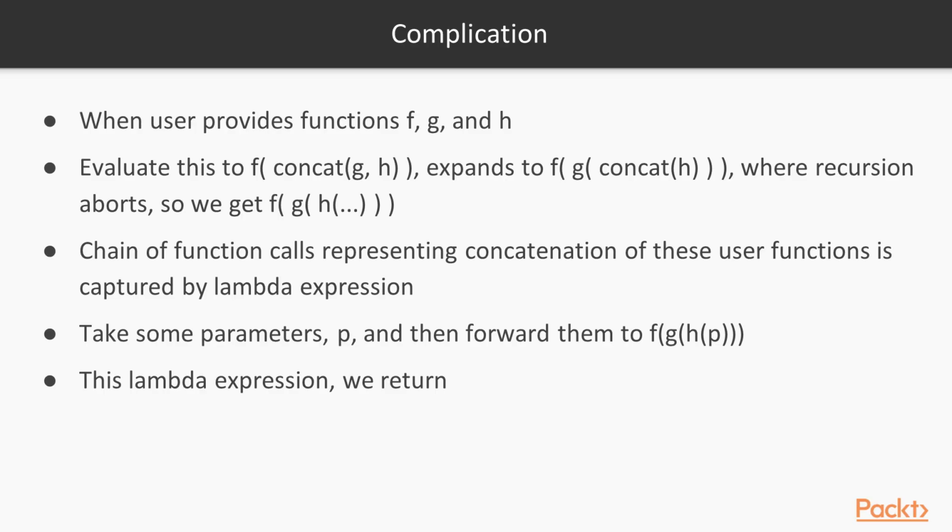Now it gets a little complicated. When the user provides functions f, g, and h, we will evaluate this to f of concat of g, h, which again expands to f of g of concat h, where the recursion aborts, so we get f of g of h and so on. This chain of function calls representing the concatenation of these user functions is captured by a lambda expression, which can later take some parameters p and then forward them to f of g of h of p. This lambda expression is what we return.